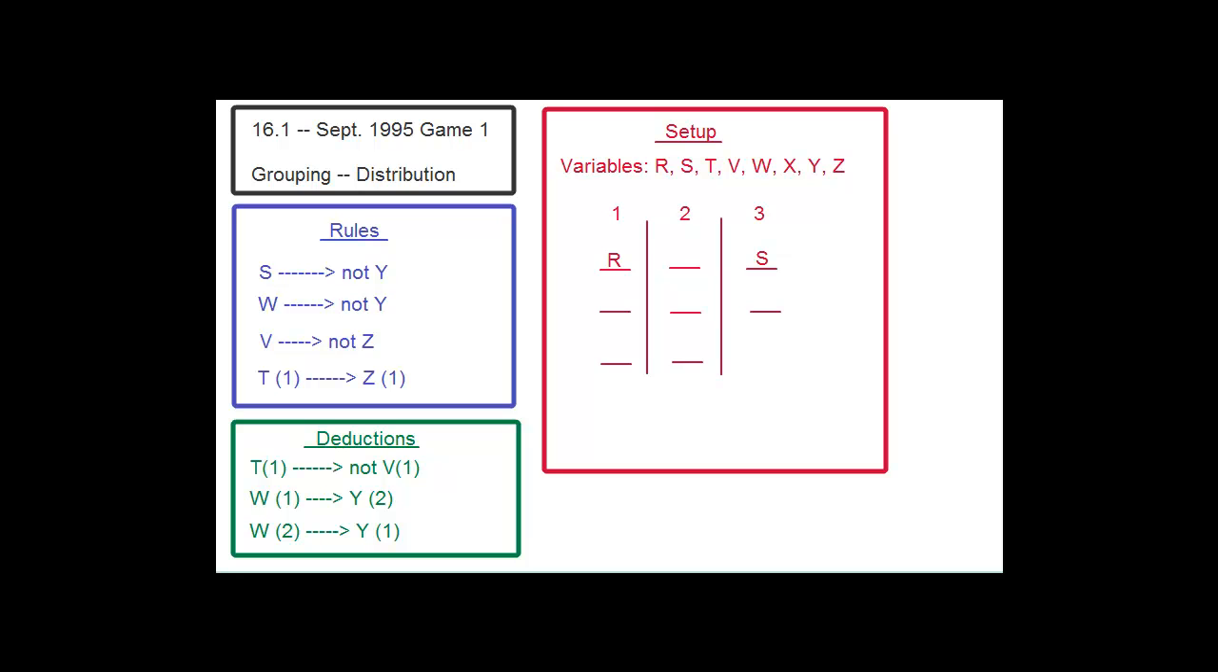Okay, so in this video, we're going to do numbers 4, 5, and 6 for 16.1, which was September 1995, game 1. Let's start on number 4. It says, if X is added to class 3, each of the following is a pair of students who can be added to class 1, except.